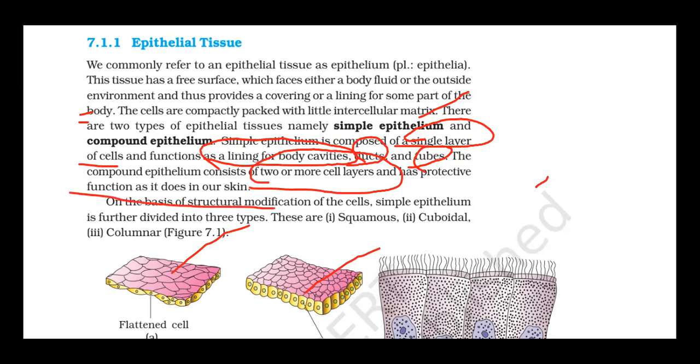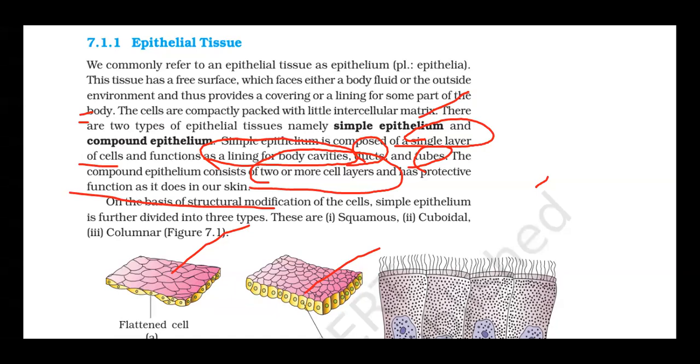புரியுதா? So here the primary function of compound epithelium is protection, don't forget. And characteristics, when we say, they are made up of 2 or more cell layers. So simple epithelium is a single layer and they are doing very important functions. They are lining for the body cavities, ducts, and tubes. But compound epithelium has 2 or more cell layers and the most important function is protection. So they are providing protection to the human body.